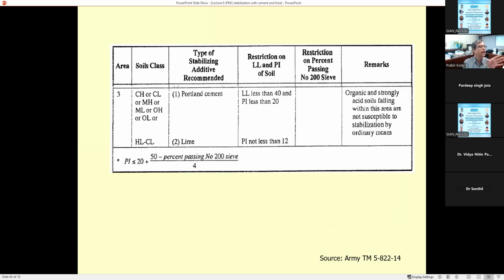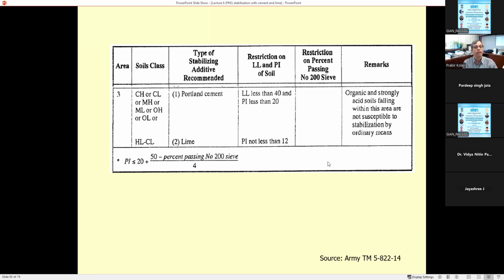And the area 3, again, this is mostly for clay, highly compressible clay or low compressible clay, or highly compressible silt or low compressible silt, or highly organic soil. So again, you need to use Portland cement. Or if it is highly compressible or low compressible clay, then you use lime. For organic soil, it's a different thing. Again, we'll talk more about that.